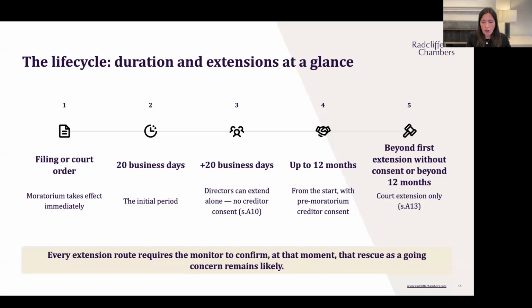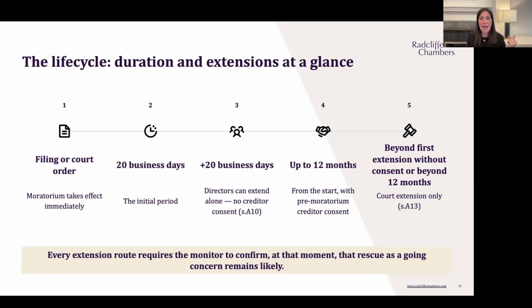So the life cycle of a moratorium: if you file your documents at court pre-petition, or if you get a court order, the moratorium then takes effect immediately. Slightly oddly, the initial period, as it's termed in the legislation, starts from the following business day. You get 20 business days starting with that date. So there is a bit of maths. No one actually tells you the dates, and they are business days.